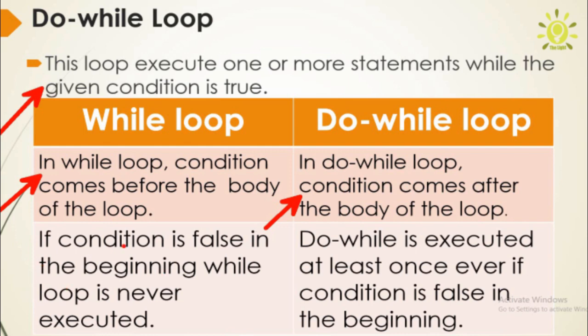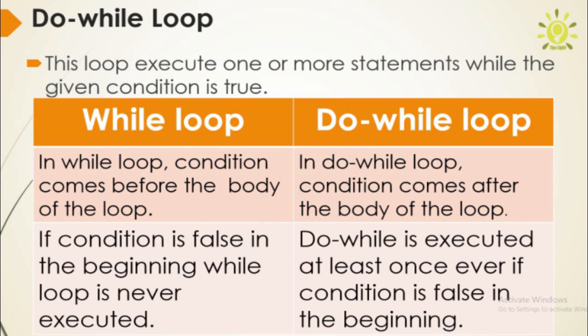So guys, in the while loop, if the condition is false in the beginning, the while loop is never executed. While the do while loop is executed at least once even if the condition is false in the beginning. That means if the while condition becomes false at the beginning, control doesn't move into the body of the loop, so nothing will be displayed on the screen. But in case of the do while loop, if the condition is false at the beginning, the body of the loop must be executed one time.